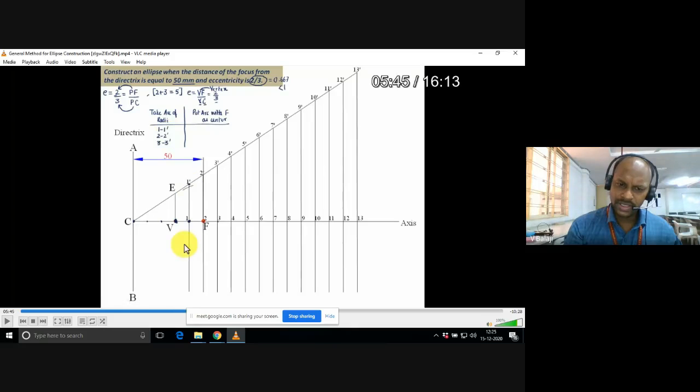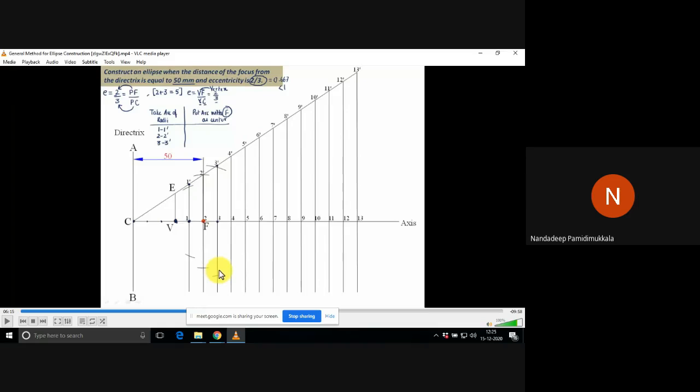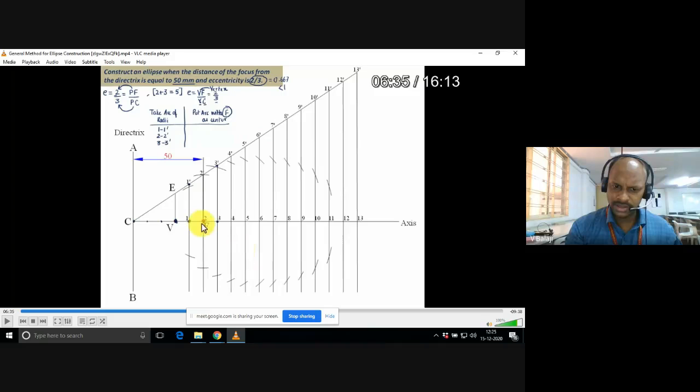Okay, I will tell you everything. Don't worry. You need to draw arcs like this. Are you able to follow me? Arcs are there or not? Yes, sir. You need to draw arcs like this.